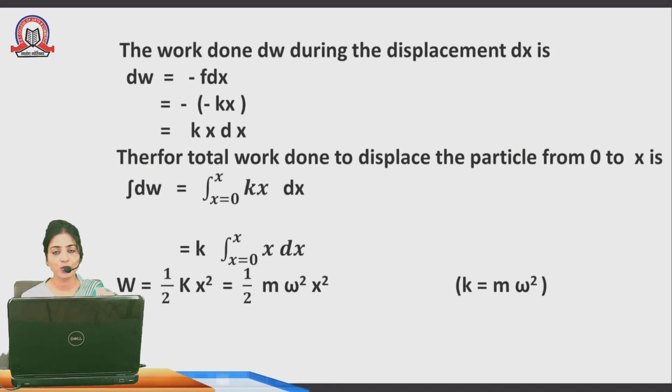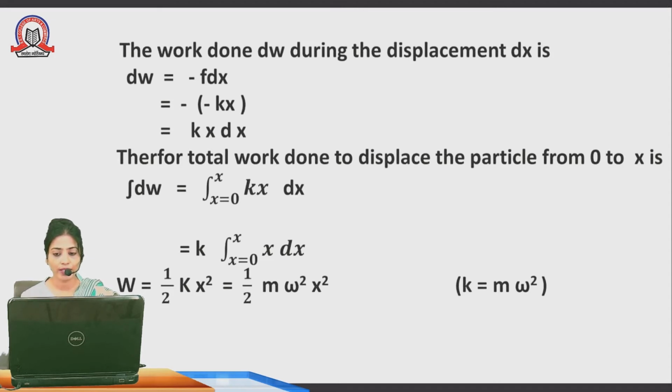Here we are using the integration of x raised to n dx. What is the formula for it? x raised to n plus 1 upon n plus 1. Now here the integration is x dx, so what is the power of x? It is 1. Using the basic formula, x raised to n plus 1 upon n plus 1, 1 plus 1 becomes 2, so we get x square upon 2. So W equals 1 upon 2 kx square.